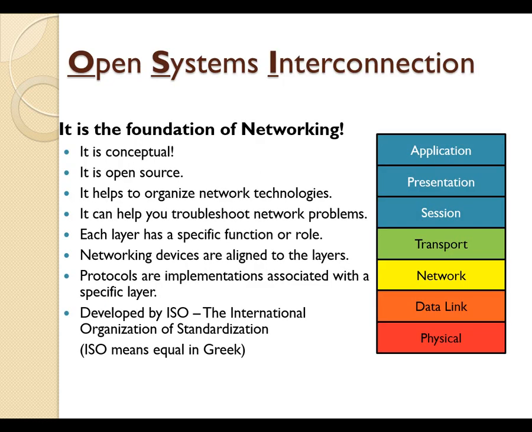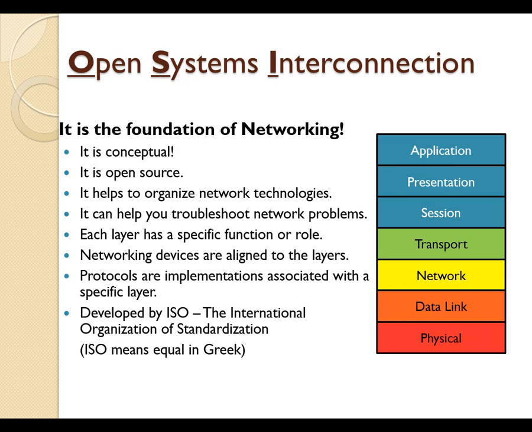The Open Systems Interconnection, or OSI model, is the foundation of networking. It is a concept, it is conceptual, in other words, it is documented. It's something that you use when you're getting ready to build a protocol or a piece of equipment that's going to be included in a network. It's open source, and it really helps to organize network technologies. It can help you also to troubleshoot network problems because you have compartmentalized the functions and therefore also the hardware components and software components. It helps you to isolate and identify network problems.